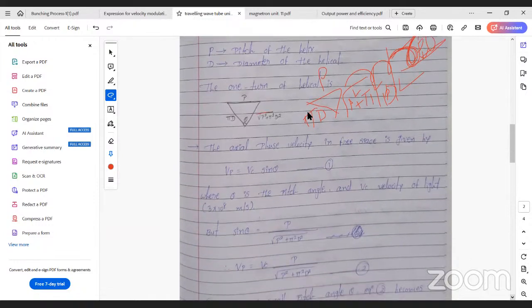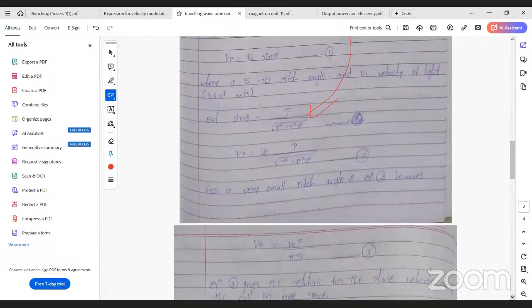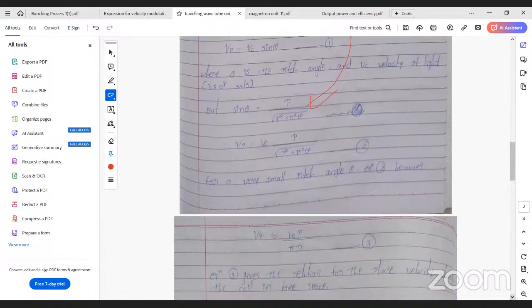From this triangle, I am calculating the value of sin theta. What is sin theta? P by the square root of P squared plus pi squared D squared. I am substituting this sin theta in equation 1. Equation 1 is Vp equal to Vc sin theta. So Vp equal to Vc times P by the square root of P squared plus pi squared D squared, which is represented as equation 2. From equation 2, this term is made 0. The pitch P squared is very small compared with pi D squared, so we make it 0.